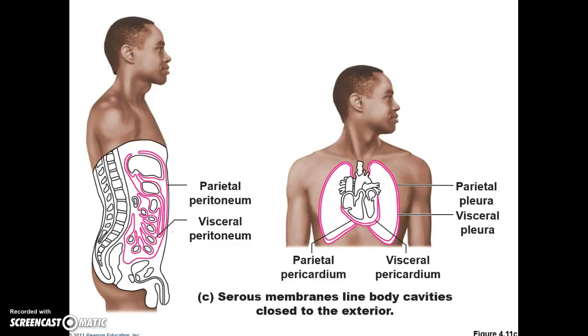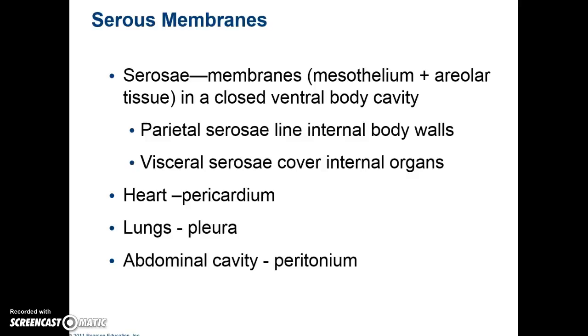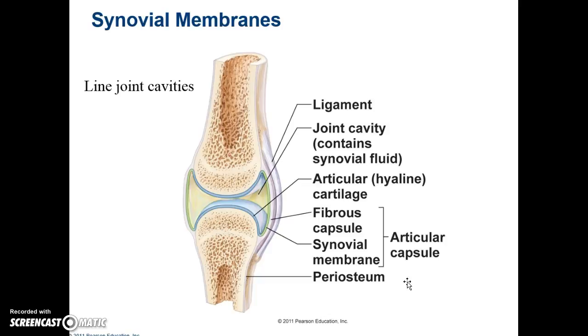So for the serous membranes, you just want to know that the parietal lines the body wall, the visceral covers the internal organs. There are three of them: the pericardium around the heart, the pleura around the lungs, and the peritoneum that is within the abdominal cavity and coats all of your abdominal organs. And then synovial membranes, you just want to know, are associated with joint cavities, and we will talk more about those when we cover joints in their own chapter.